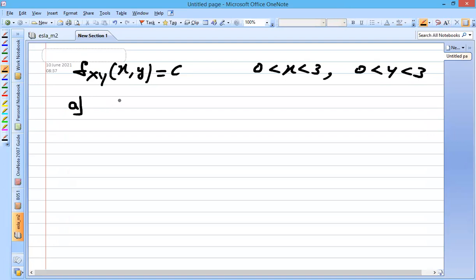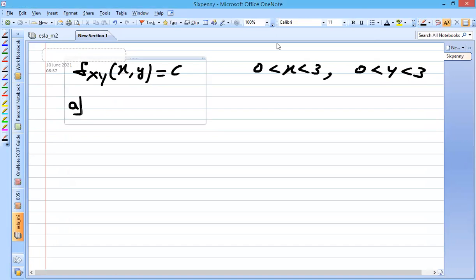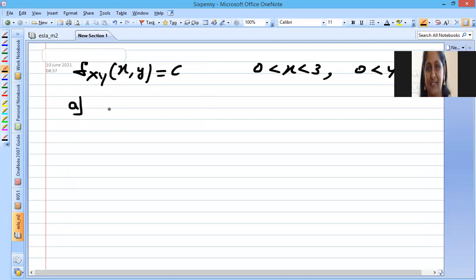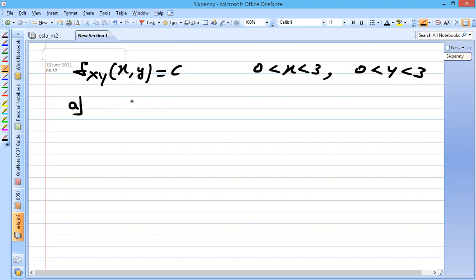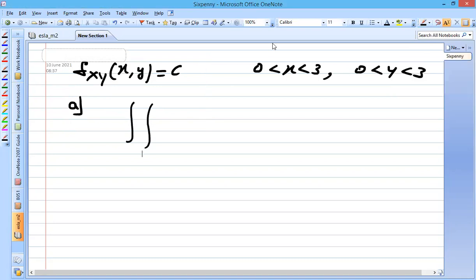In the first part we are asked to calculate the value of c. As we know, the area under the PDF is equal to 1. So in order to get the value of c, we are going to calculate the area. How are we going to calculate the area? By integrating the PDF. So here we can take the double integration, with the integral range x equal to minus infinity to plus infinity, and also y equal to minus infinity to plus infinity.